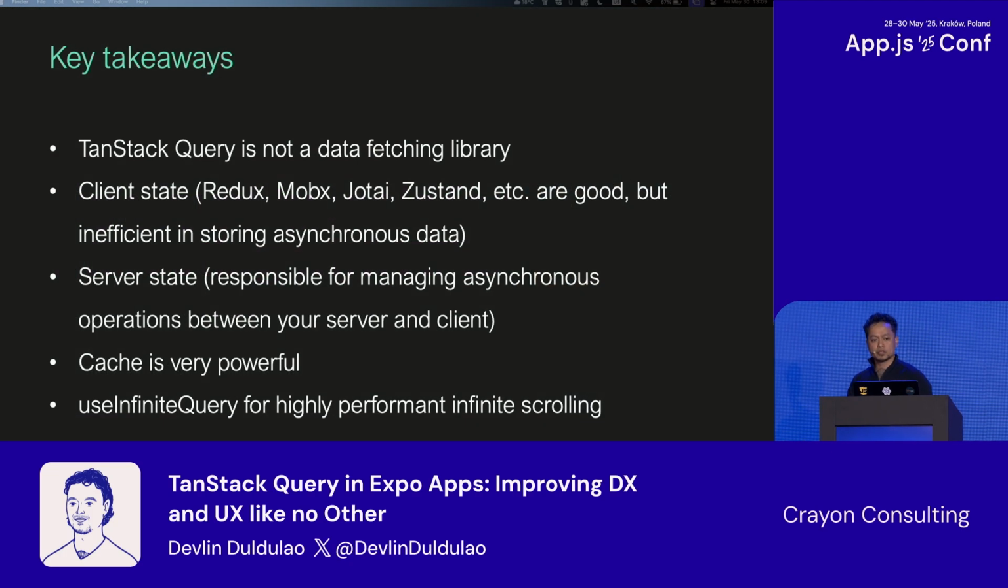So key takeaways: TanStack Query is not a data fetching library. Client state, for example, Redux, MobX, Jotai, Zustand, etc. are good, but inefficient in storing asynchronous data. Server state is responsible for managing asynchronous operations between your server and client. Cache is very powerful. Use infinite query for highly performant infinite scrolling.